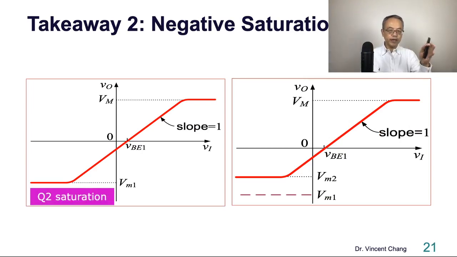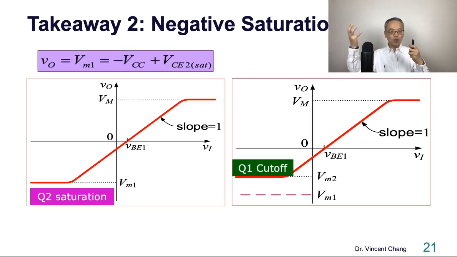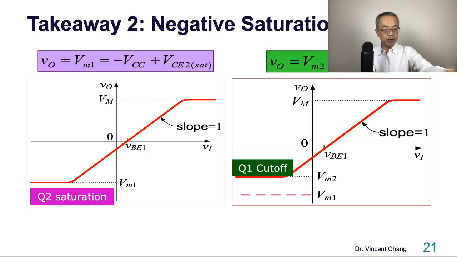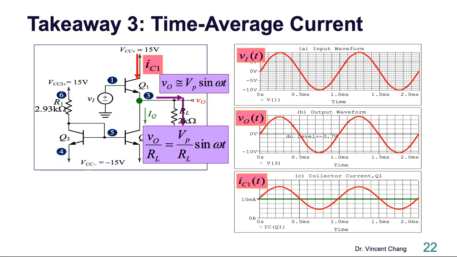Takeaway number 2. I use two examples to illustrate the difference between these two scenarios. I use the 1 kilo ohm and 2 kilo ohm, two different load resistances, to exemplify these two different scenarios, to explain the negative saturation voltage in these two different scenarios.